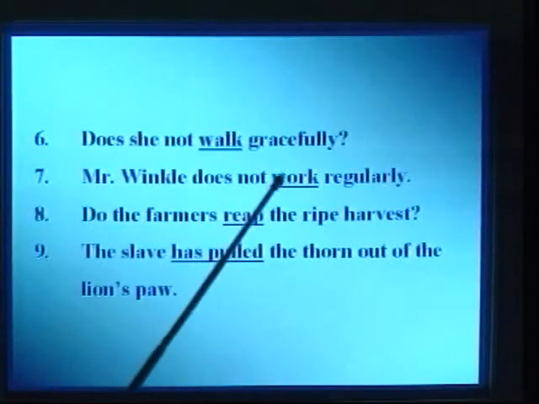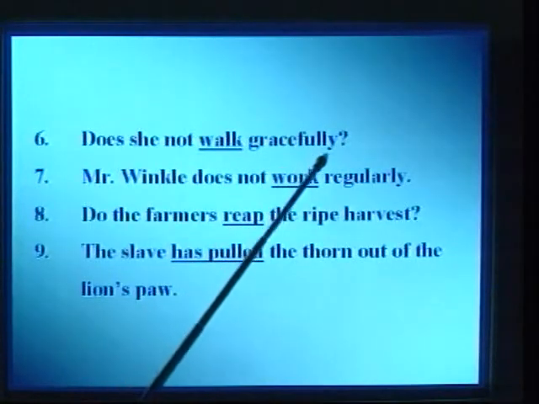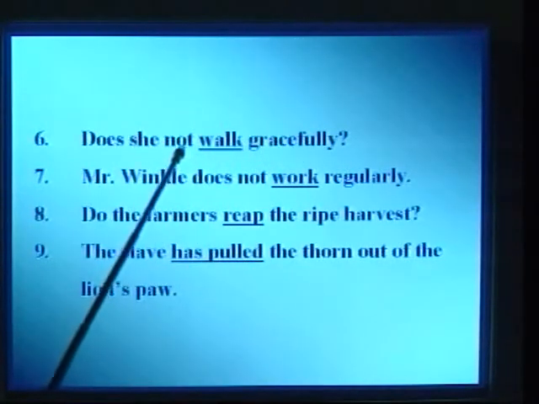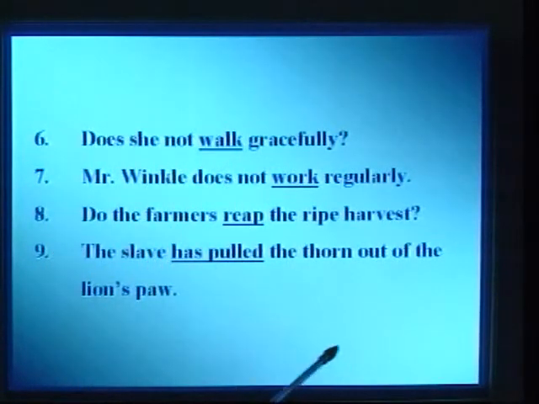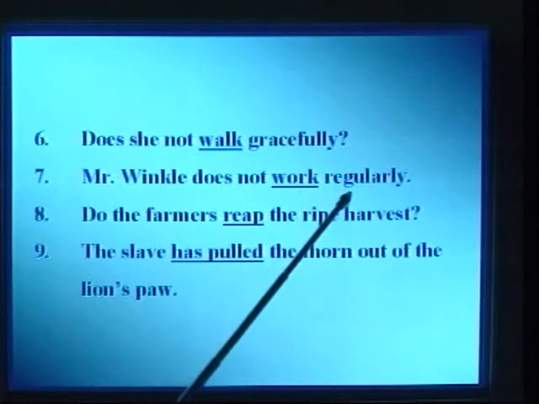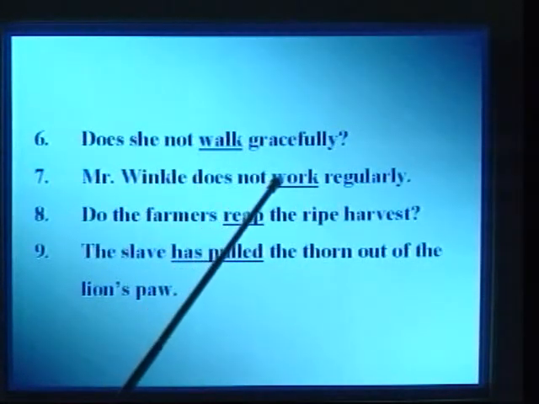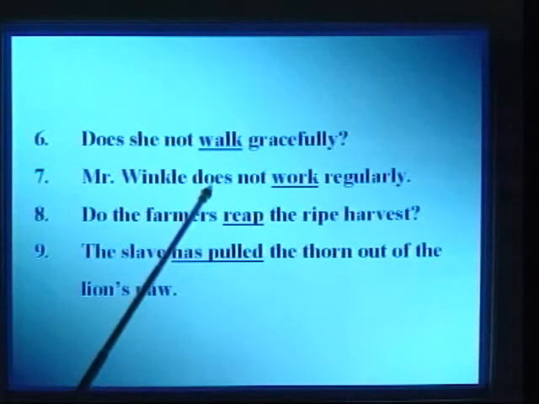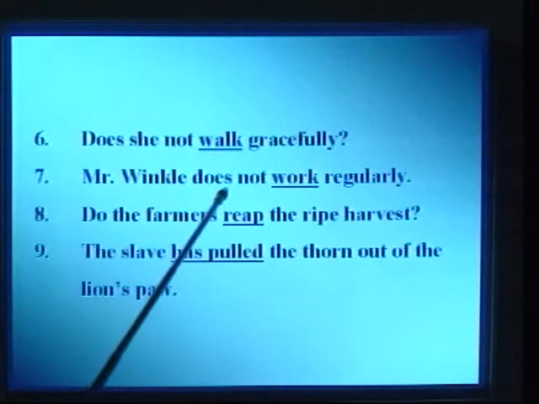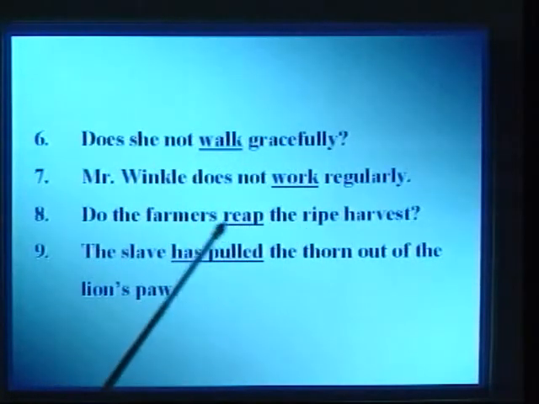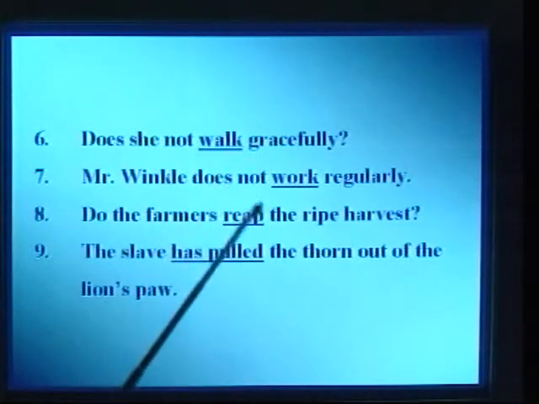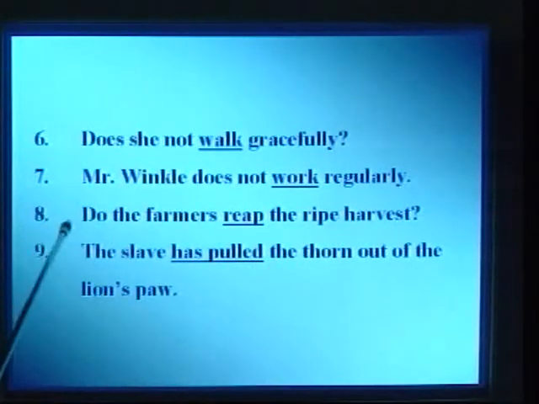Does she not walk gracefully? Again this is an interrogative with a question mark, and this is asked in a question form, that is taking the help of does. This is a simple present tense. Mr. Winkle does not work regularly. Again this is a negative, simple present, verb is in the first form, and does not, this is the negative accessory that we are using. And again you have, do the farmers reap the ripe harvest? Again here the question is, reap is in the simple present, but it is in the question form, that is interrogative, taking the help of do.